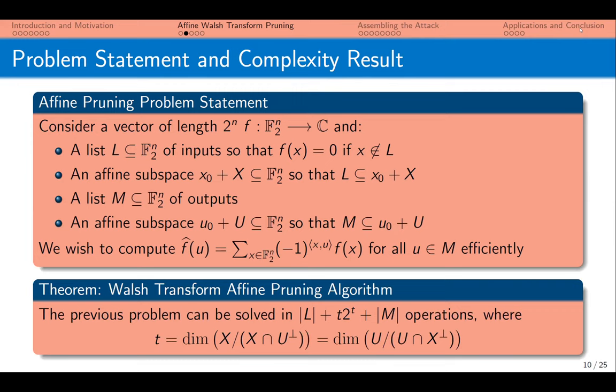And we are able to prove the following theorem, which is that there is an algorithm which can solve this problem with complexity which is essentially three terms. The first is proportional to the total number of non-zero inputs of the transform. The last is proportional to the number of desired outputs. And there is also a middle term whose complexity is that of a fast Walsh transform of size 2 to the t, where this parameter t is determined from the subspaces X and U.